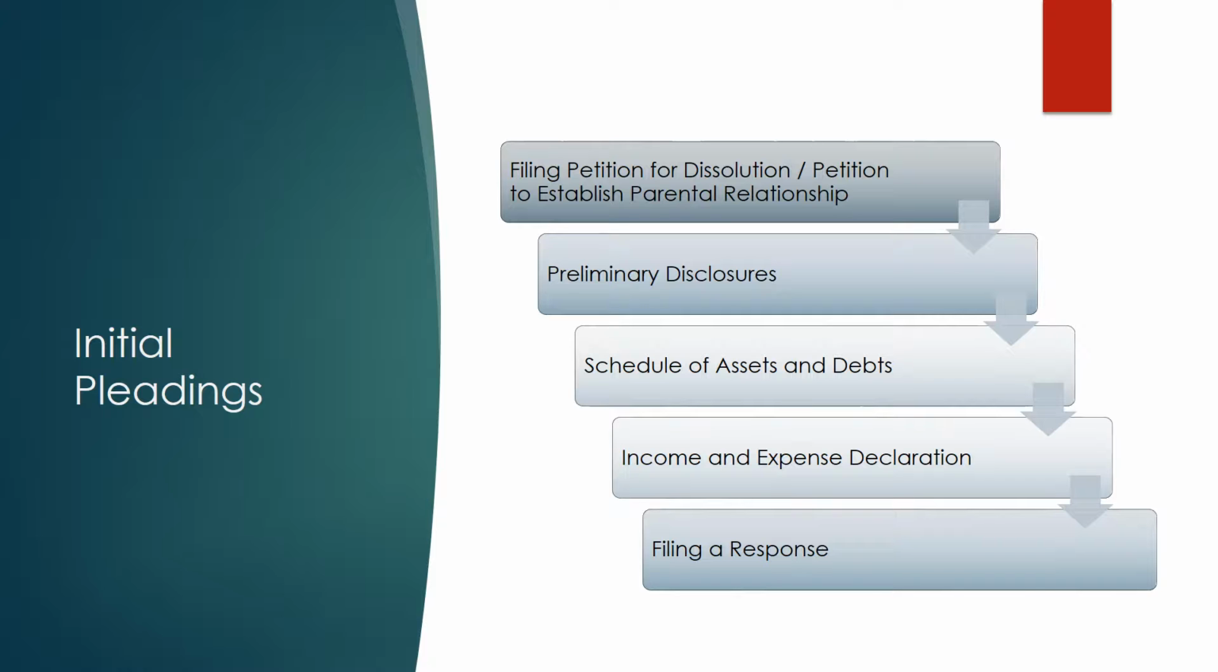Now, once all that's done in a divorce case, there's preliminary disclosures that you have to serve on each other. The court wants to make sure that you're not hiding assets and everyone knows what everyone else owns. So couples have to file a schedule of assets and debts, which list all your property and all your debt. You also have to file an income and expense declaration saying how much you earn, what your expenses are. For paternity cases, you would only file the income and expense declaration.